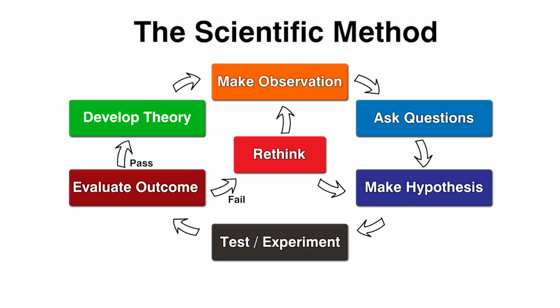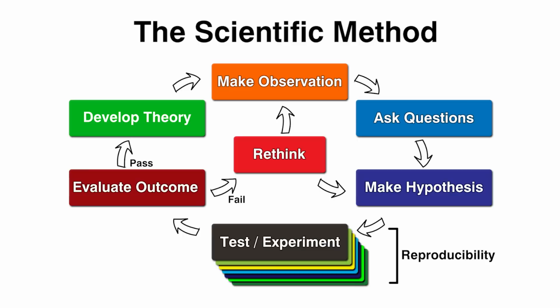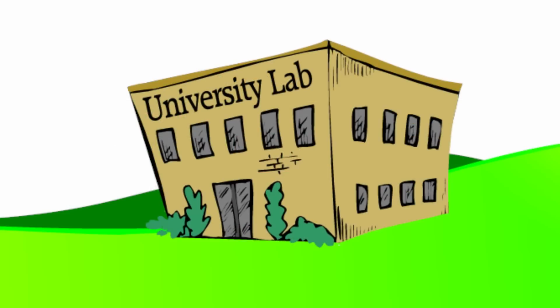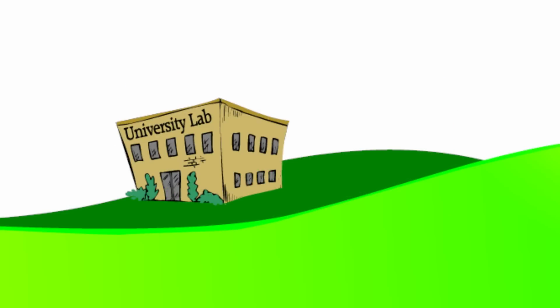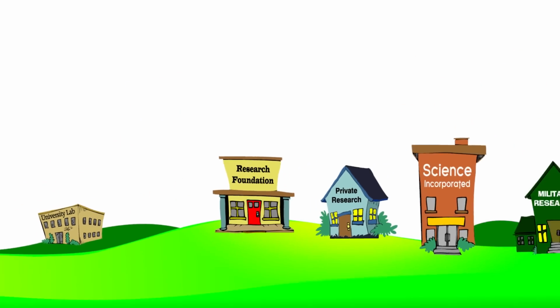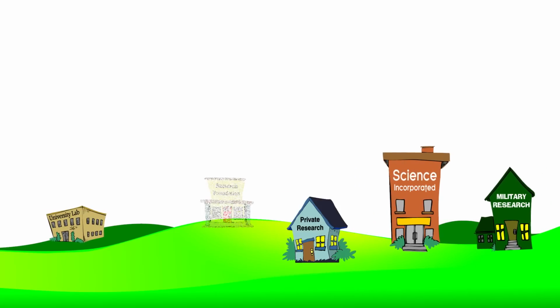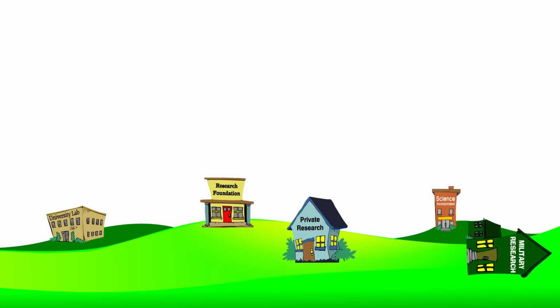Possibly the most important principle of the scientific method is reproducibility. All experiments must be repeatable. This means that it doesn't matter how well your experiment went or how good the results were. If other scientists can't reproduce the same results on their own, something is wrong with the hypothesis.